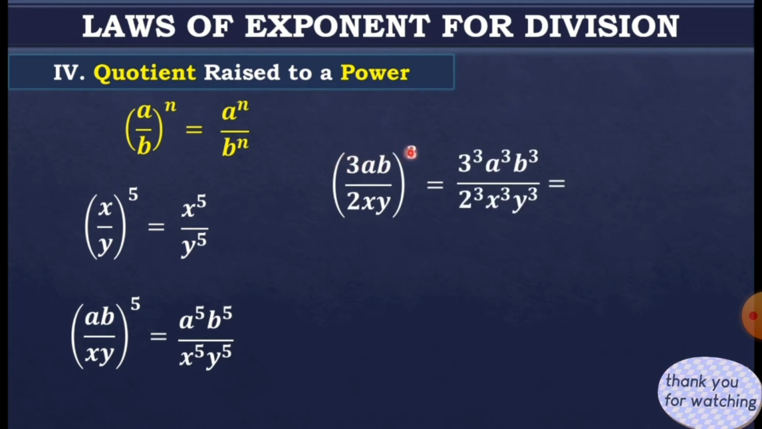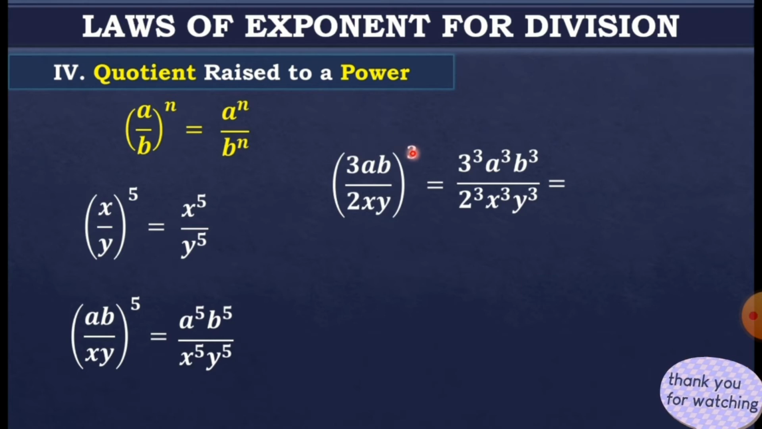So magiging 3 cube A cube B cube. Okay? So dinidistribute lang natin. Then over 2 cube X cube and Y cube. So sa numerator as a denominator, the same we will do. So, distribute lang natin yung exponent na sa labas. Okay? So, since we are done distributing the exponents, then we will simplify.